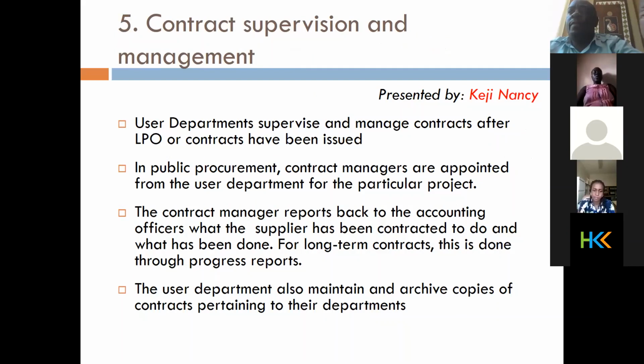Okay, so the other role for the user department is contract supervision and management. User departments are responsible for supervising the contracts that have been awarded to the service providers. And in the public sector, contract managers are appointed, and their role is basically to give feedback to the procurement unit that the service providers are doing exactly what they've been contracted to do, and also they maintain the copies of the contracts awarded.